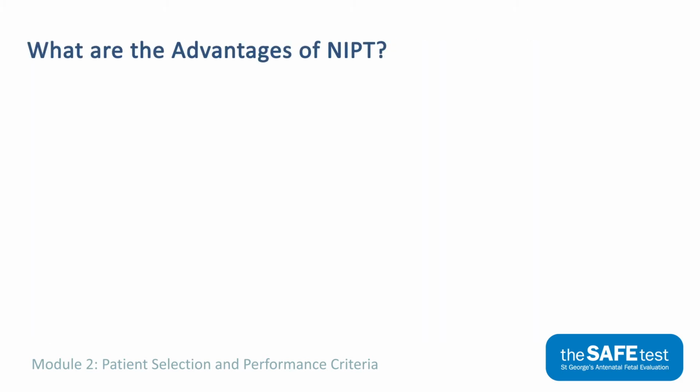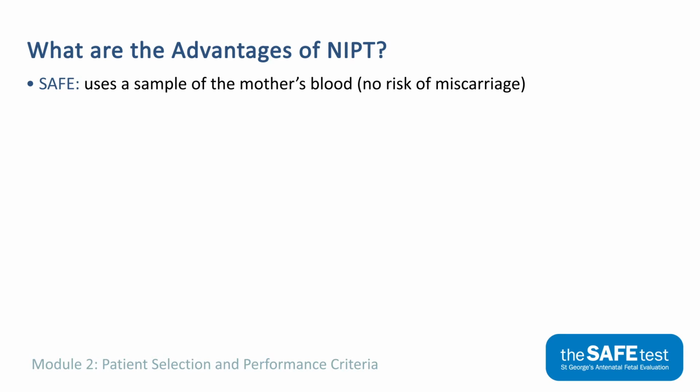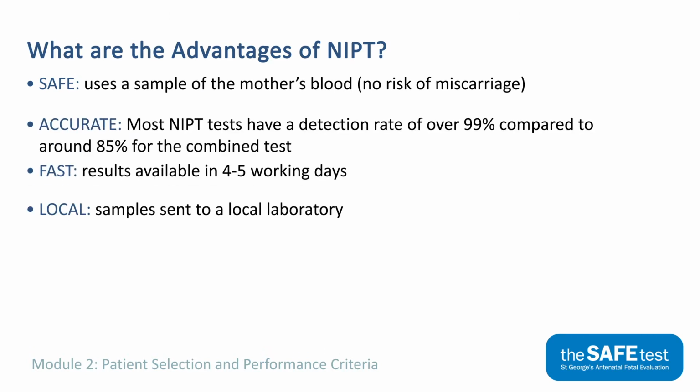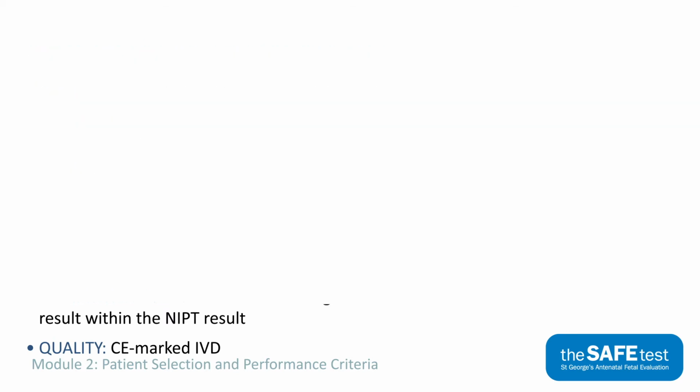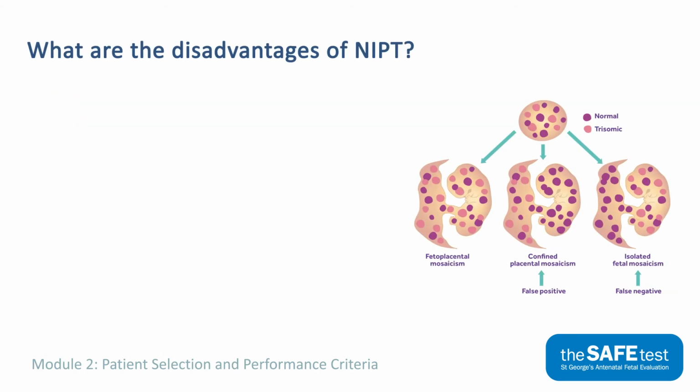What are the advantages of NIPT over traditional screening? They are numerous, but the key facts show that NIPT is safer, faster and more accurate than other screening methods. NIPT reduces the number of false positive results, thereby reducing the number of unnecessary invasive tests.